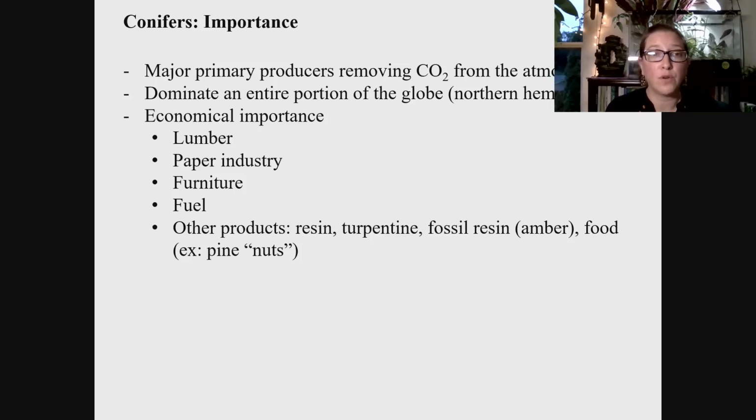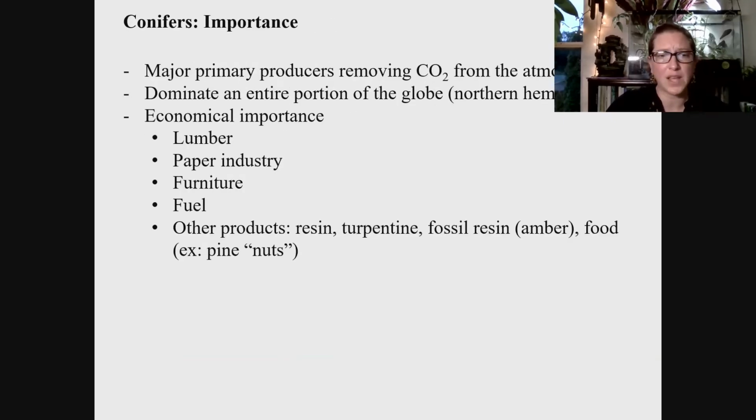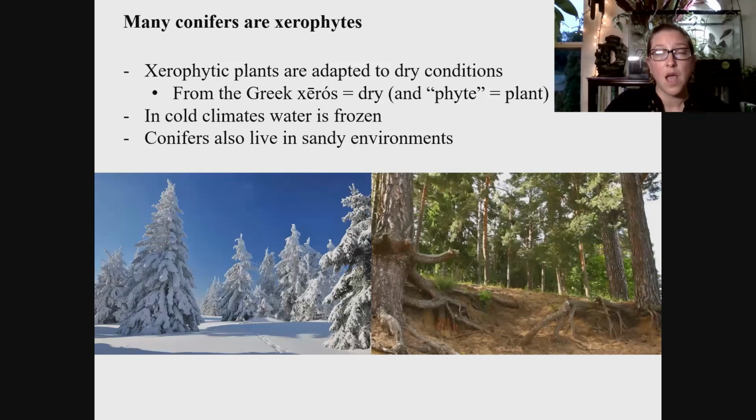But we also use them for different things like making paper, particularly toilet paper, which is a little weird, lumber, furniture, fuel, and other things. Like we eat pine nuts, and we make jewelry out of this thing called resin, which I think I have a photo coming up. As I said, they dominate northern latitudes, and that's because they have evolved to deal with living in very dry conditions.